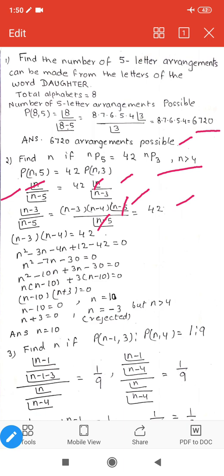We have this equation now: (n minus 3)(n minus 4) is equal to 42. We solve it. We get this equation: n square minus 7n minus 30 equal to 0. Let us factorize it by using the middle term split method. We get the factors (n minus 10) and (n plus 3) equal to 0. Since the negative value is rejected, the answer is n is equal to 10.